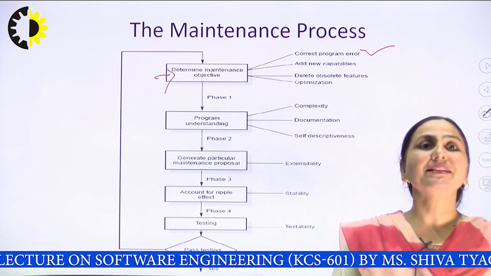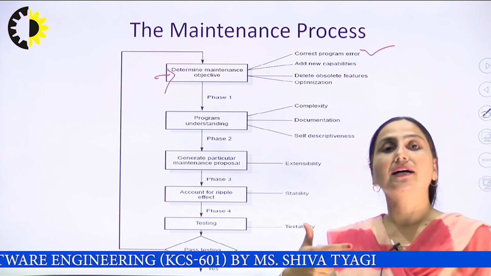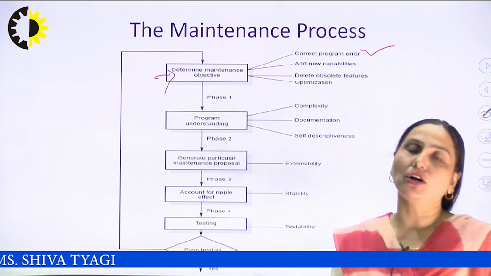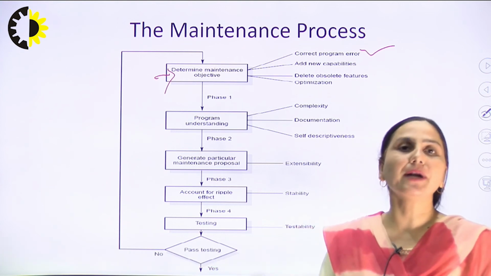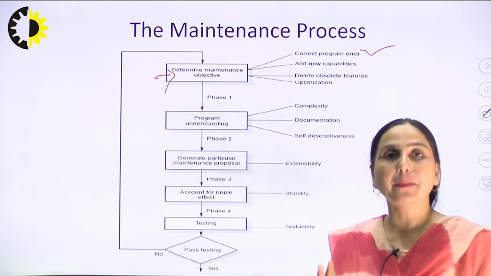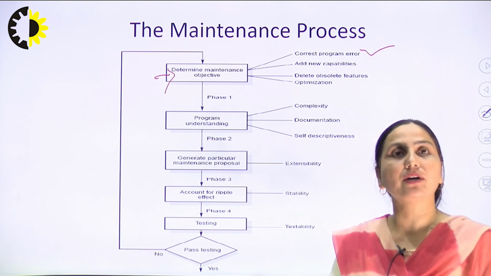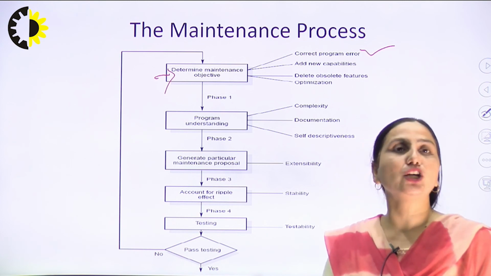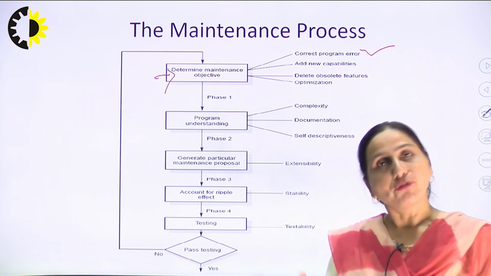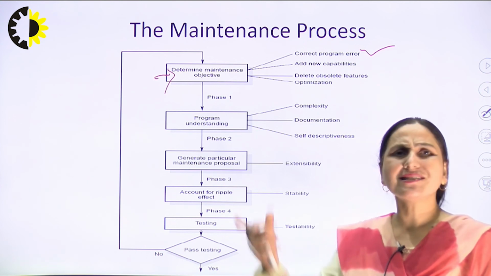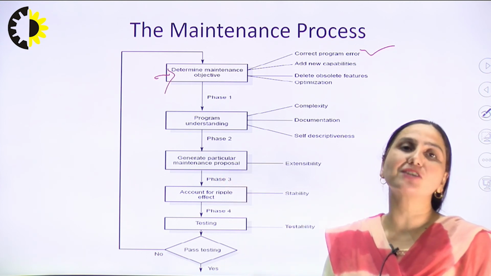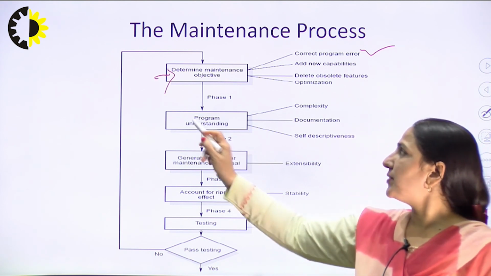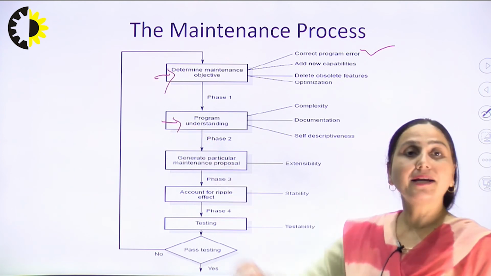Then the second objective can be that we want to enhance and include new types of capabilities in the system. For that also we want the system to be incorporated according to the type of scenario, so that we will be able to make any type of changes in the system. Third is that we need to delete the obsolete features from the system. Fourth, of course, is the optimization. So these are the major objectives based on which the maintenance of the software needs to be done. After this, we need to understand the program.